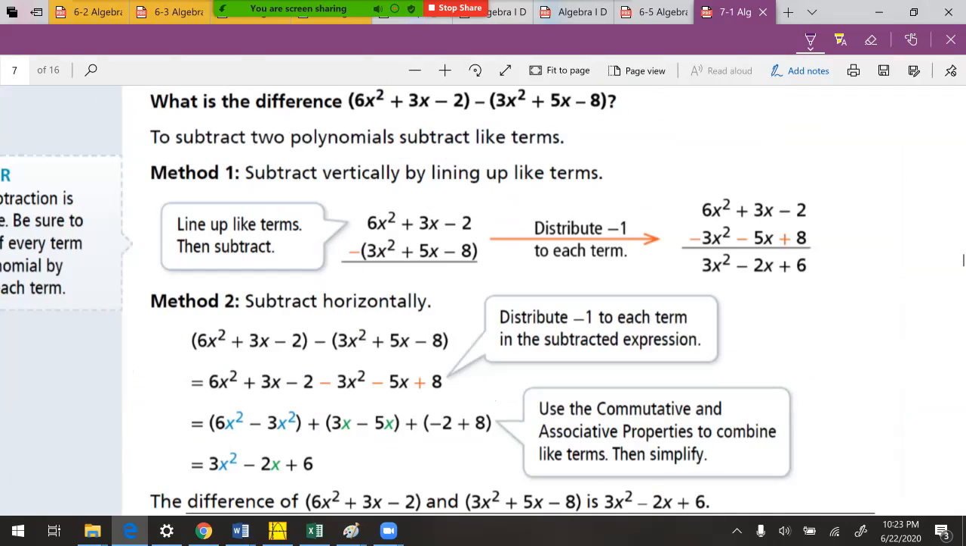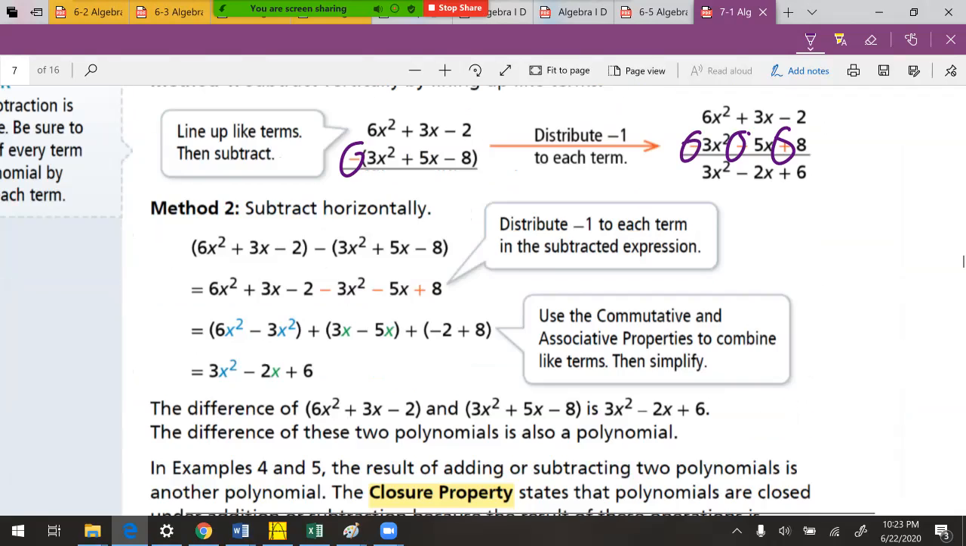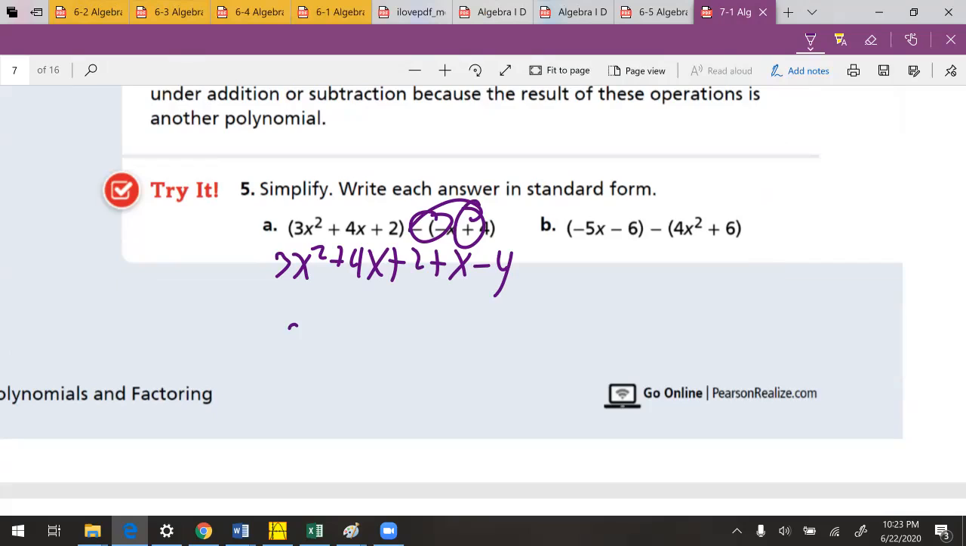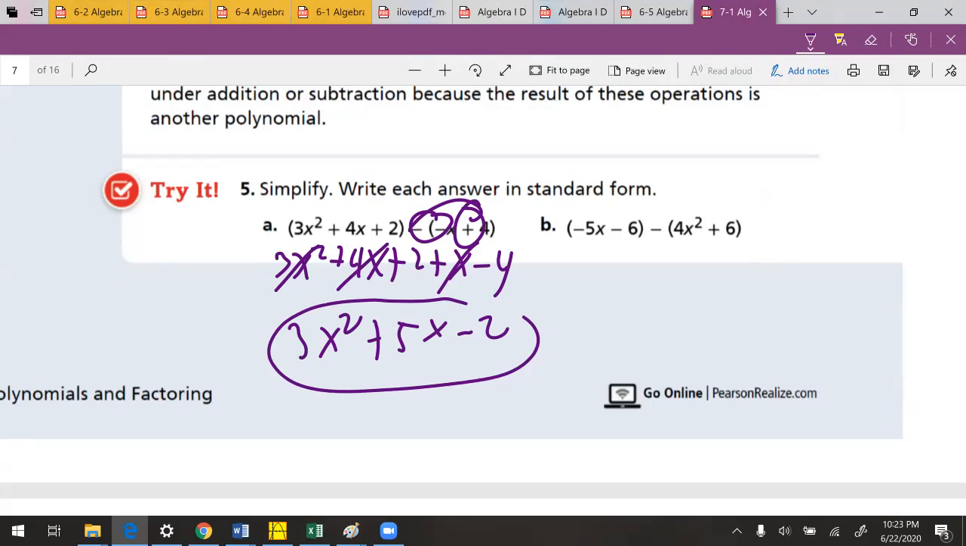Here's the kicker with subtracting though. Whenever we subtract two sets of terms, we have to change what these symbols look like. So notice that's negative 3x squared. Negative 5x plus 8. We distribute, then we combine like terms equally. Let's look at this one first. These change and this changes, so 3x squared plus 4x plus 2 plus x minus 4, combine like terms, 3x squared, we're done with that. 5x, we're done with these, and then minus 2, we're done.